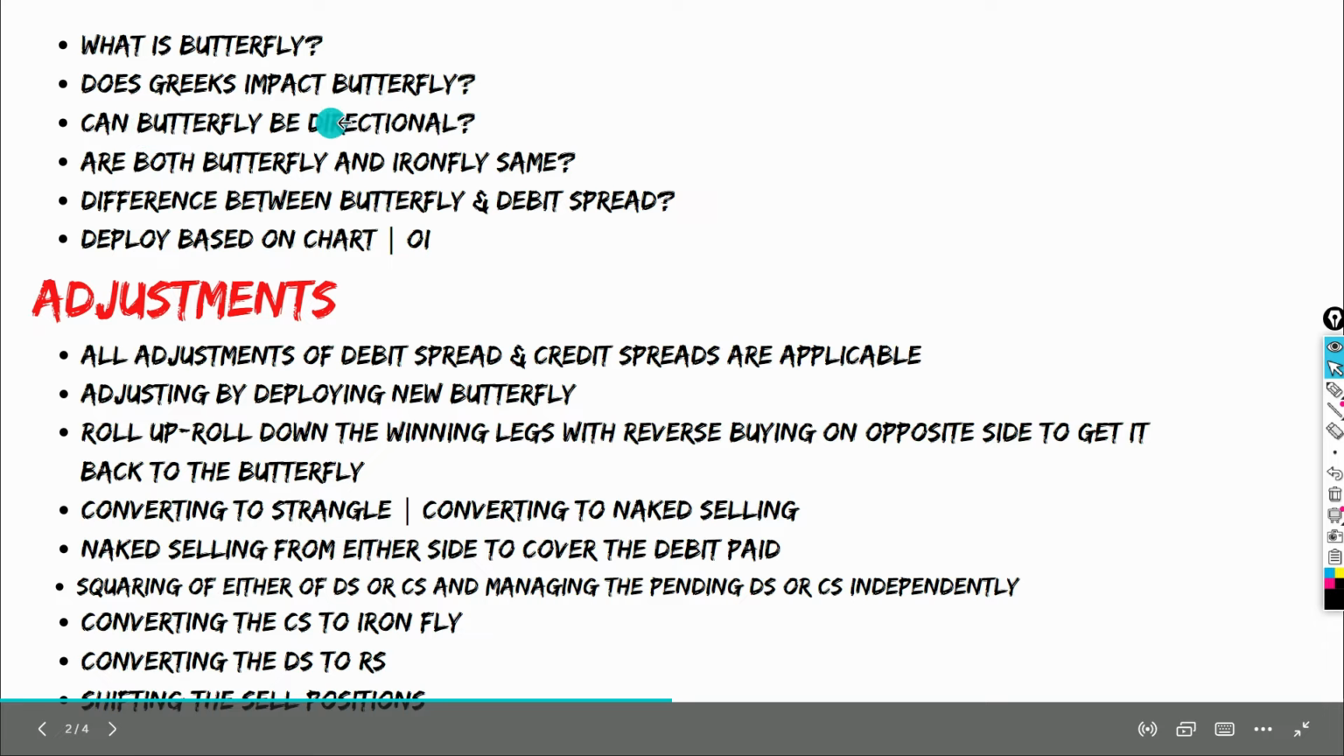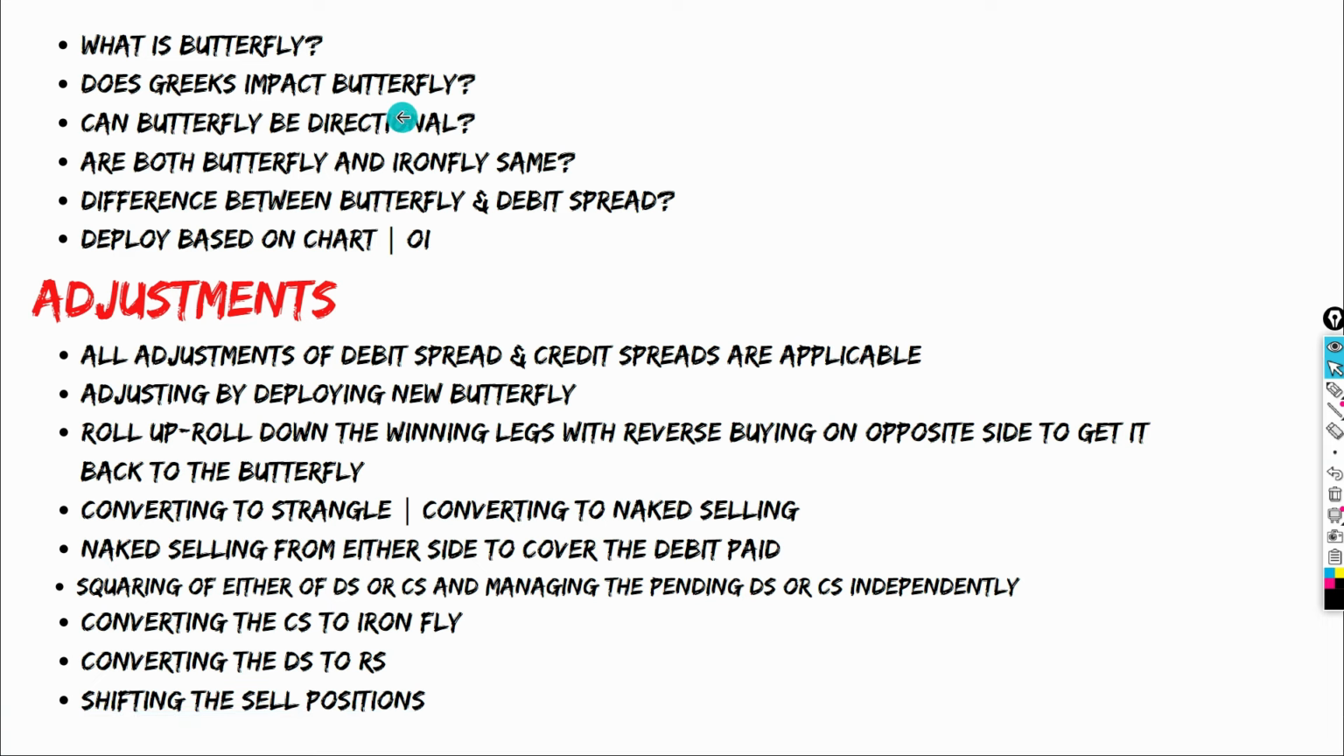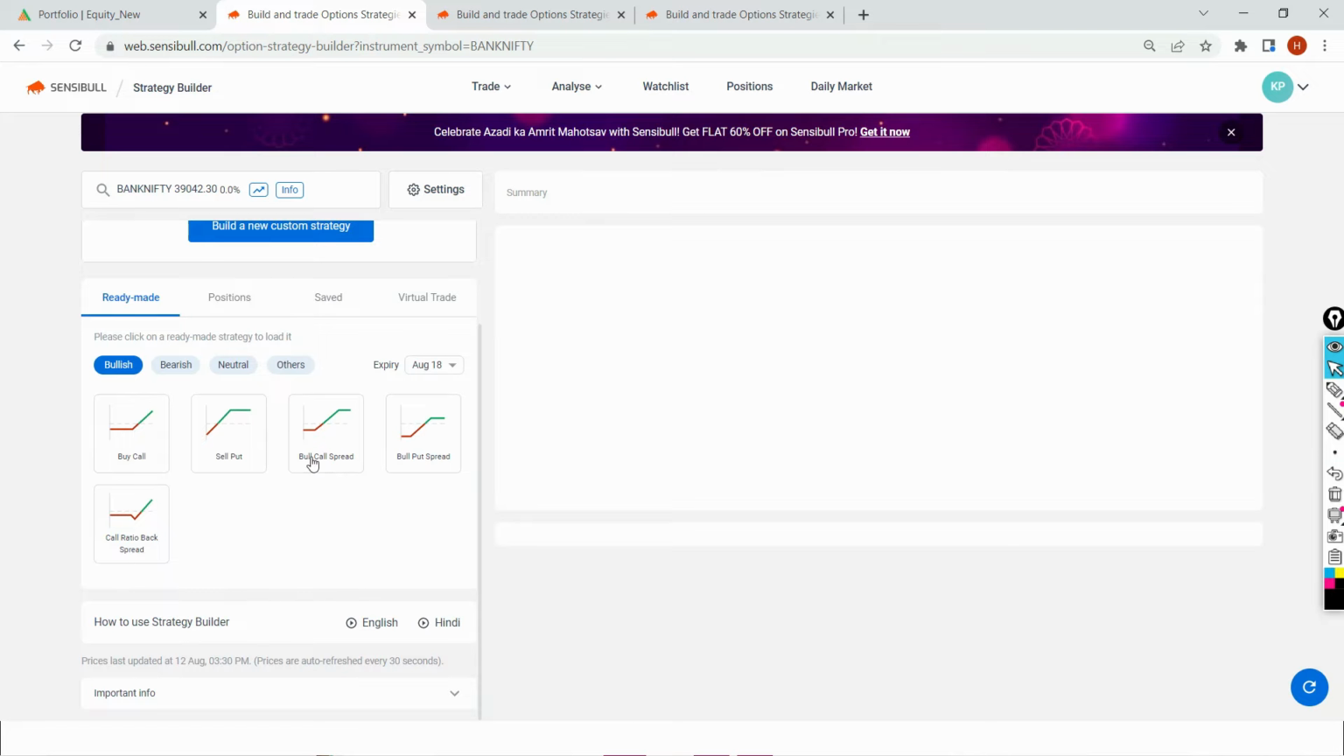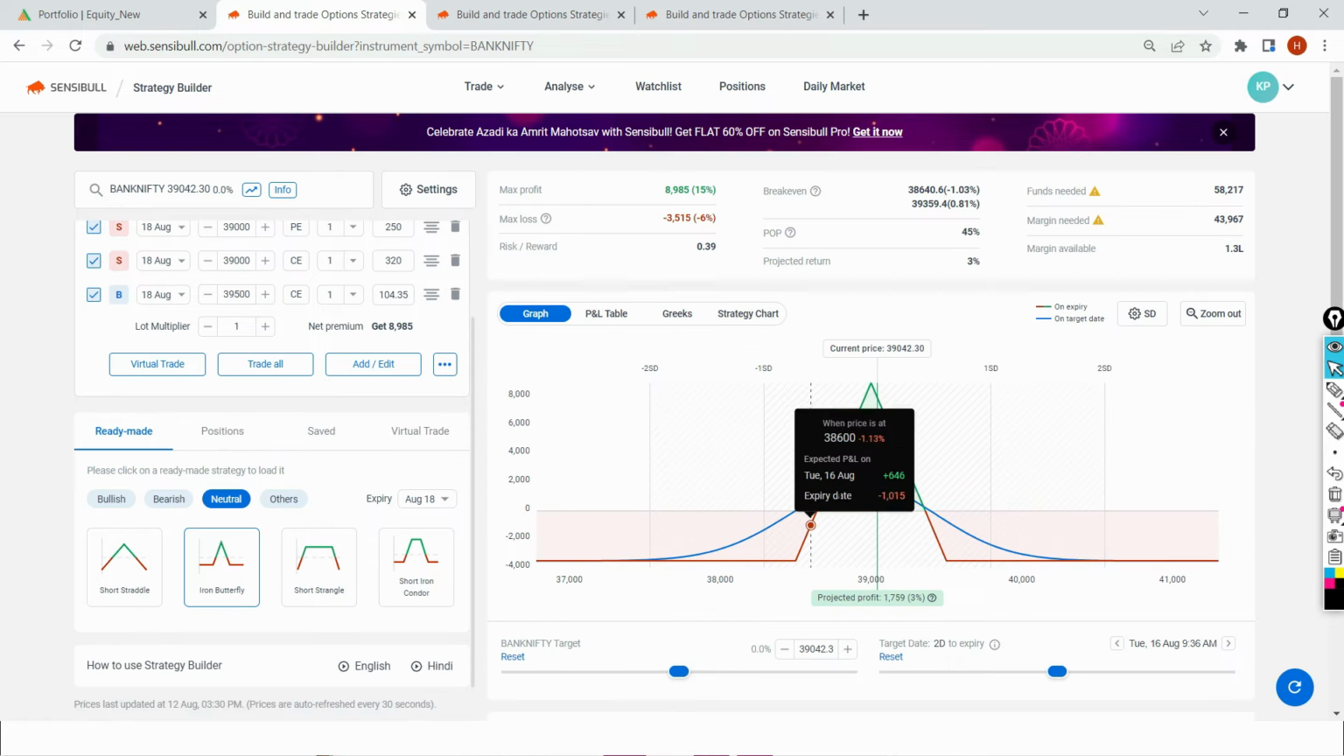So we've discussed, can butterfly be directional? Absolutely, 100% butterfly can be directional. Are both butterfly and ironfly same? This would be an eye-opener video. Okay, I'll delete this. Alright friends, I'll delete this. I'll go to neutral. I'll just deploy a random ironfly.